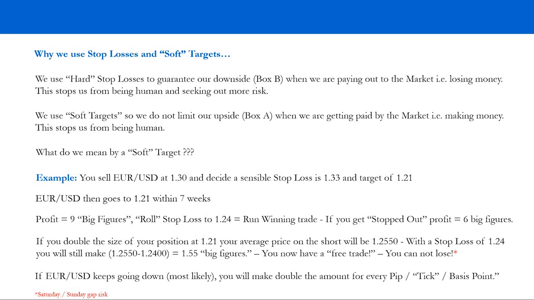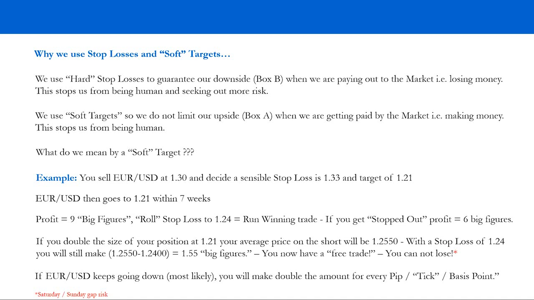But hopefully you can understand the overall approach to risk management here when we're using hard stop losses and soft targets. So when we're using stop loss in the euro dollar example of 133, that's a hard stop loss. We're guaranteeing our downside. We're pulling from box B. If it trades at 133, we just trade out. We don't have to think about that too much. We don't waste our time on losses. But when we're winning, we have two choices.